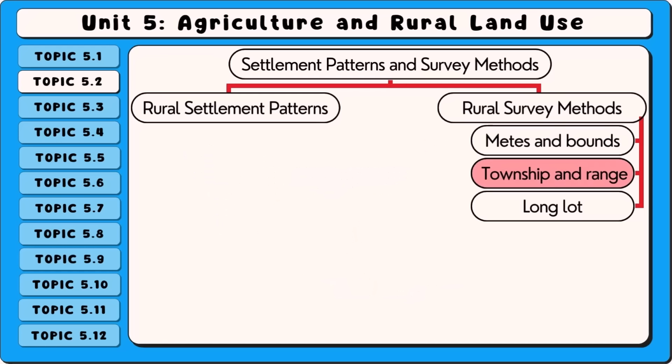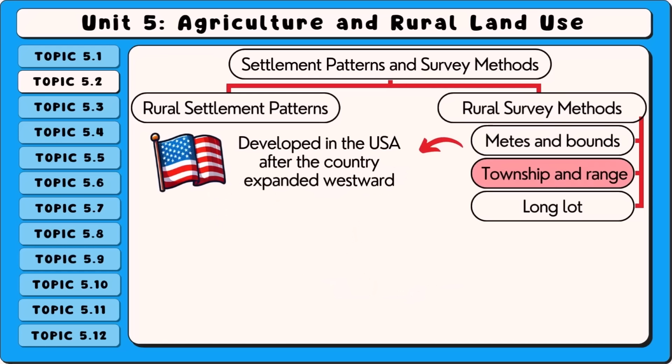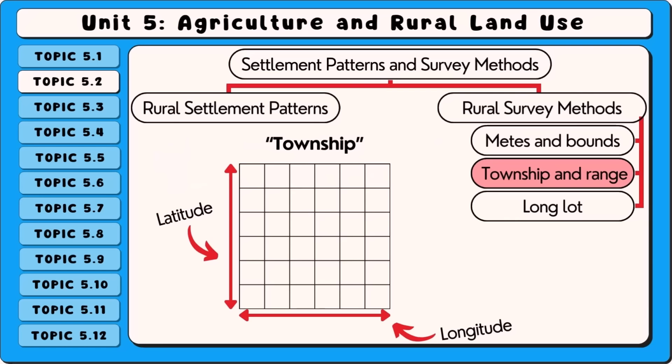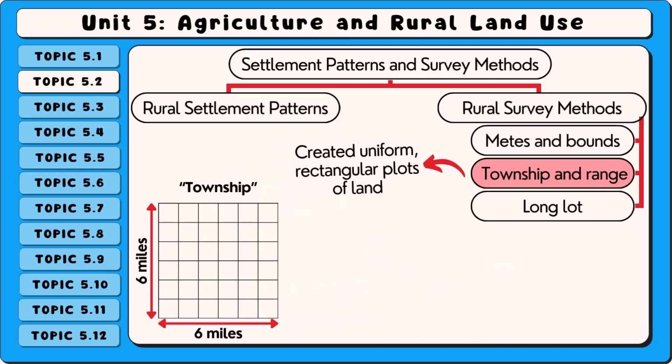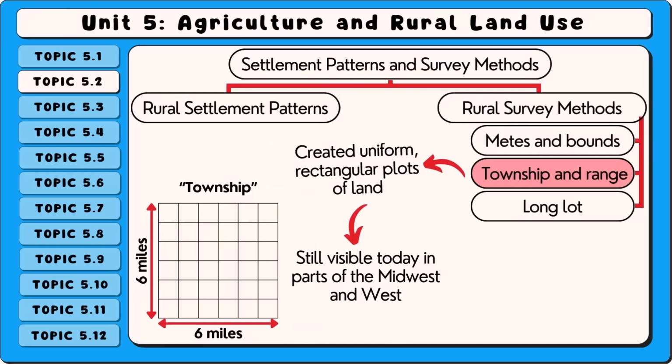The second method is township and range. This system was developed in the United States after the country expanded westward. Land was divided into a grid using latitude and longitude lines, with each township being a square unit of land that is 6 miles by 6 miles. Each township was further divided into 36 sections. This method created uniform, rectangular plots of land and is still visible today in parts of the Midwest and West.